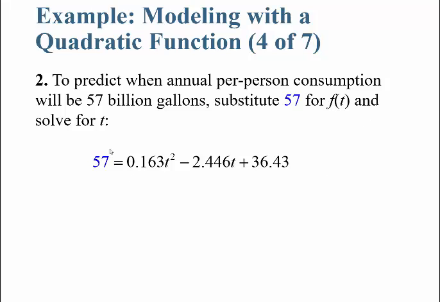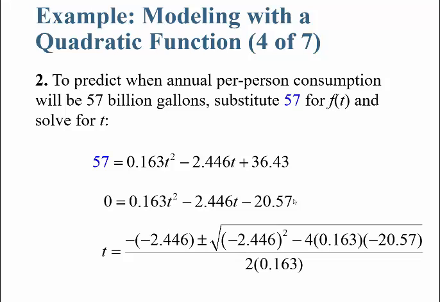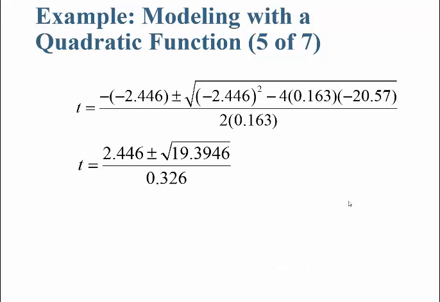First thing you're going to do, replace the f of t with 57 and subtract it over. So we have 0 equals 0.163 t squared minus 2.446 t minus 20.57. At this point, all you're going to do is use the quadratic formula to solve this. So this is my b, which goes into the b parts of the equation. This is my a, the coefficient in front of the square term, and this is my c, the constant term. If you plug this into your calculator, you're going to get the following.